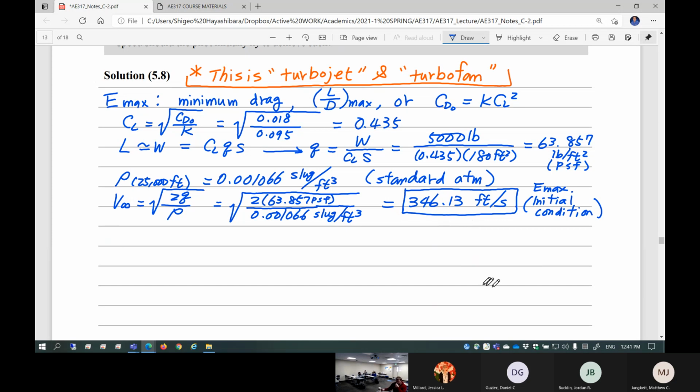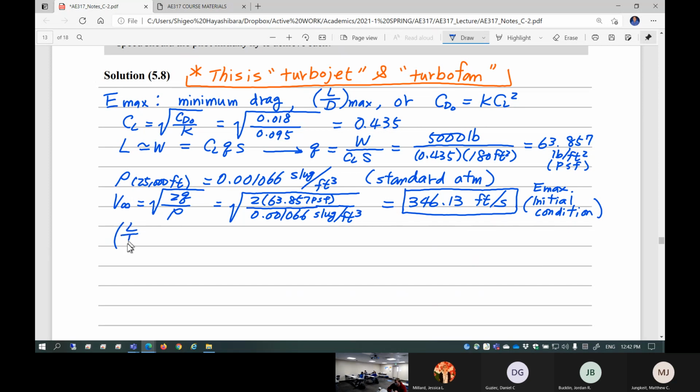So anyways, starting from here, what do you want? Let's find out the actual endurance for it. Okay. So this is the condition for the maximum endurance. So how much endurance are you going to get out of this condition? So now, starting from this condition, lift to drag ratio maximum. Okay.